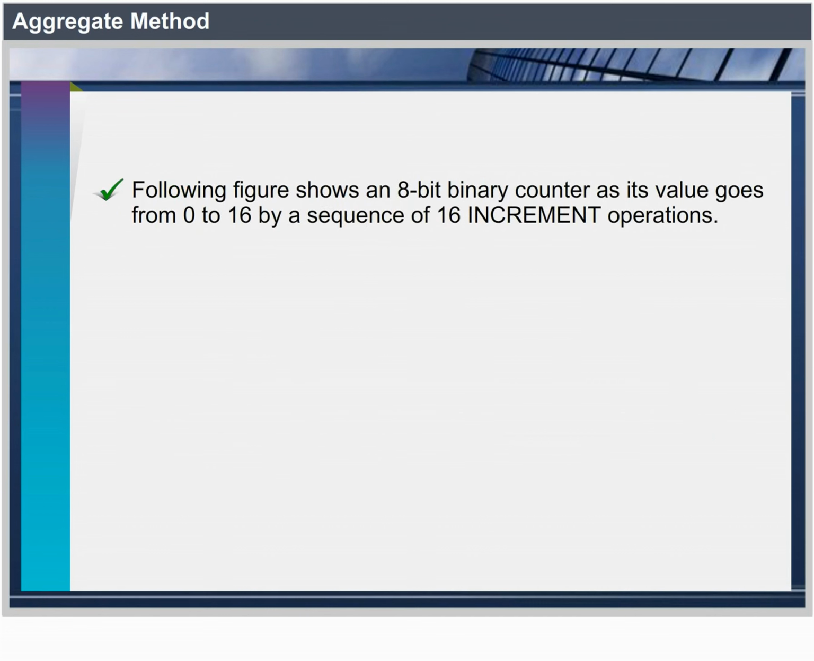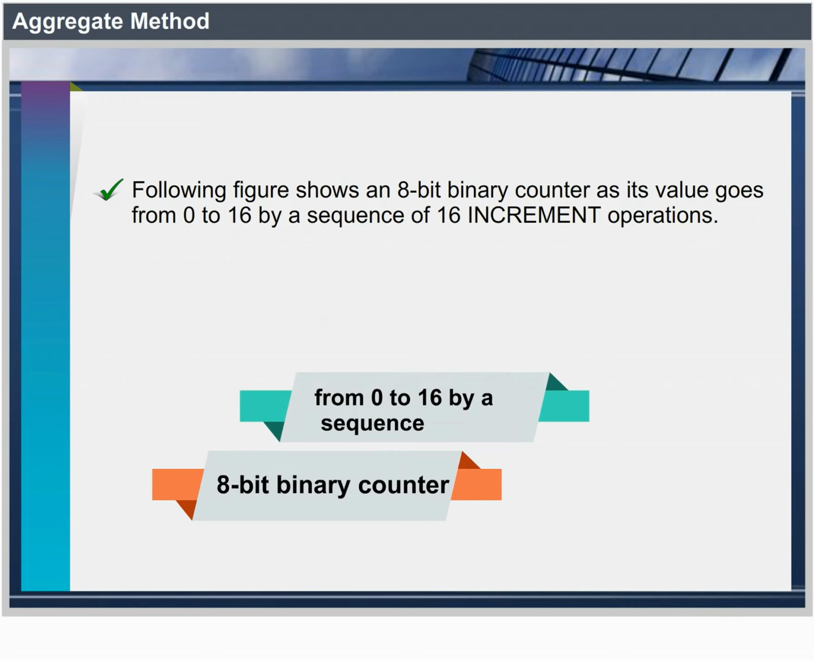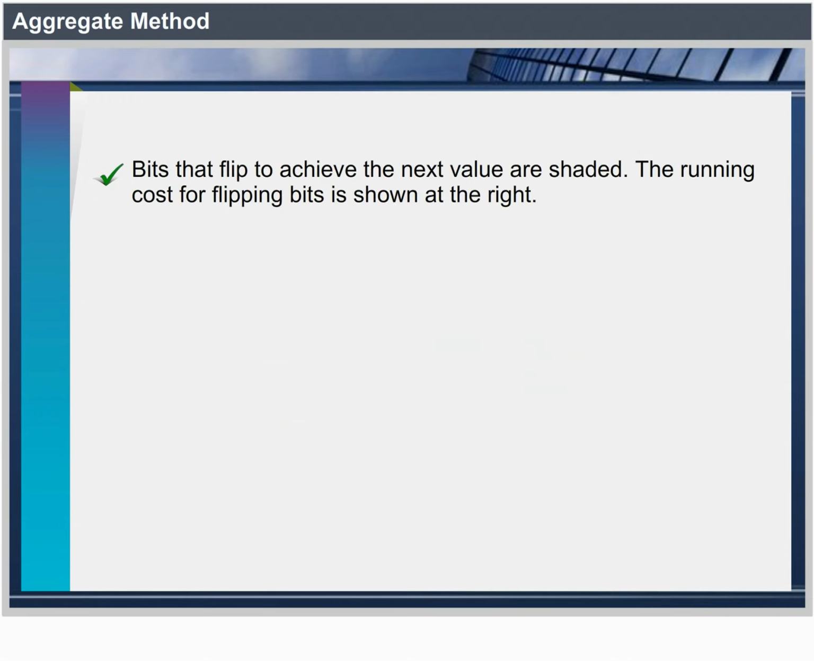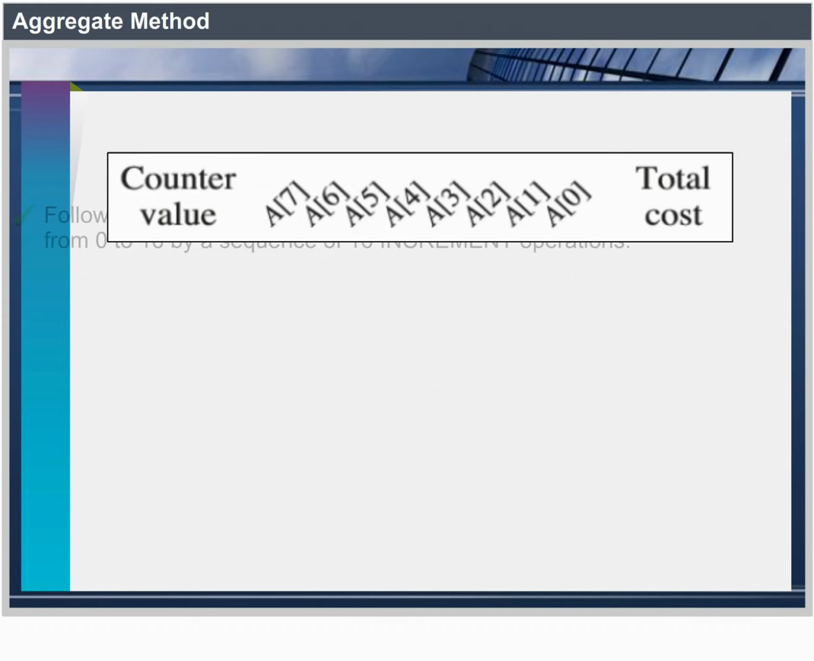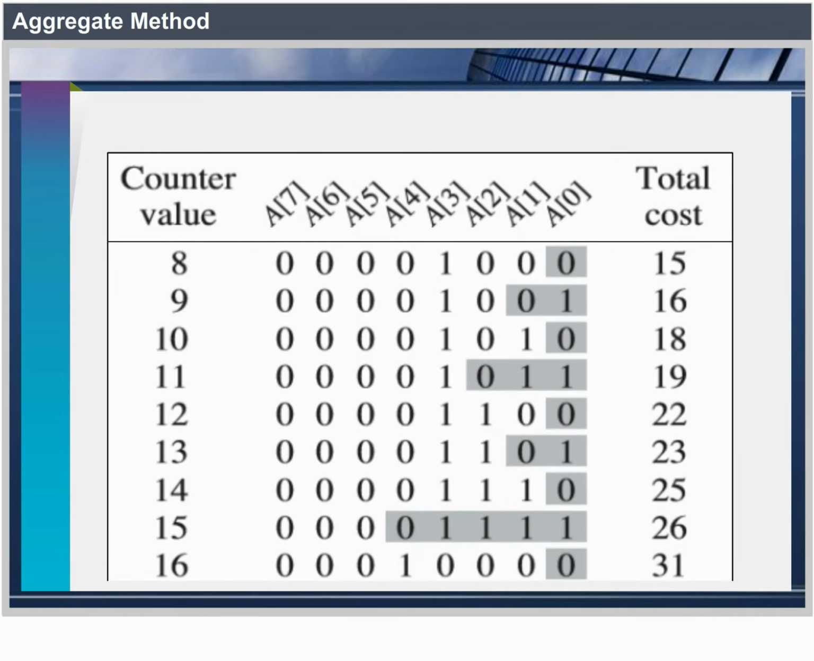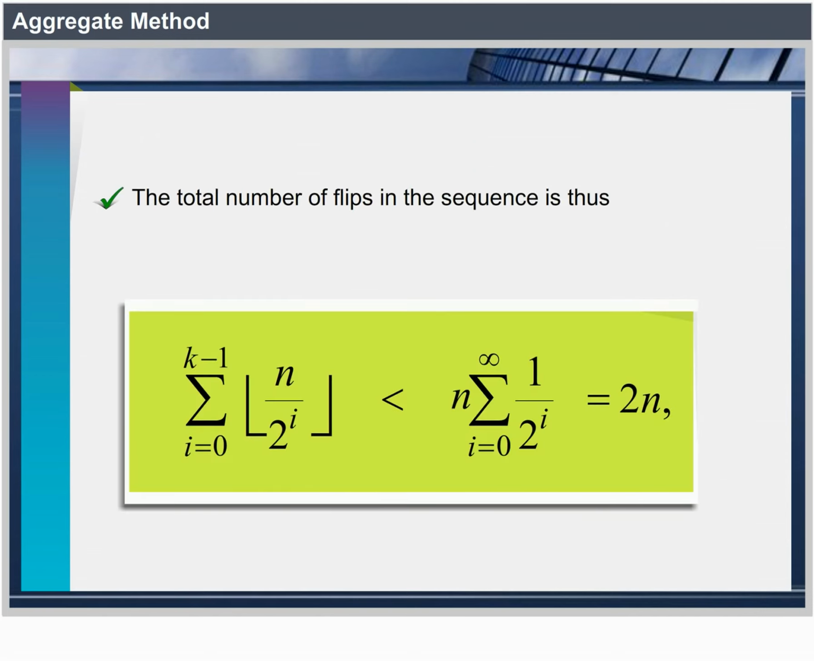The following figure shows an 8-bit binary counter as its value goes from 0 to 16 by a sequence of 16 increment operations. Bits that flip to achieve the next value are shaded. The running cost for flipping bits is shown at the right. Notice that the total cost is always less than twice the total number of increment operations. The total number of flips in the sequence is thus as shown on the screen.